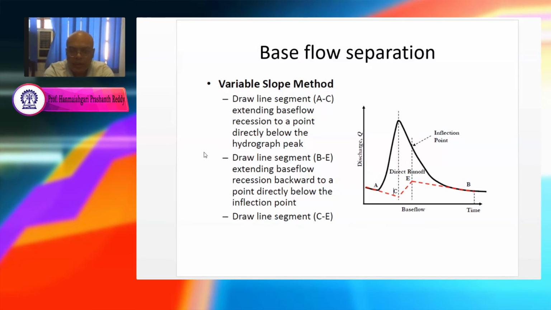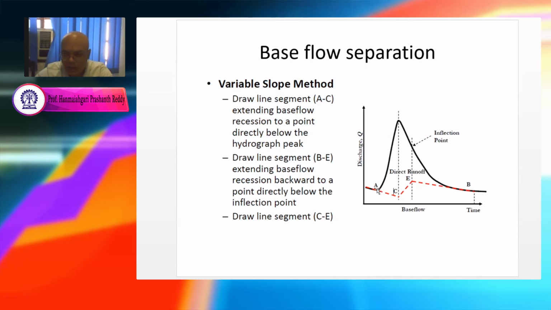The next important method is the variable slope method. In the variable slope method, we have already marked A, P and B. We have also marked one inflection point, at which the slope changes. This inflection point represents the starting of the recession limb, and B represents the ending of the recession limb.